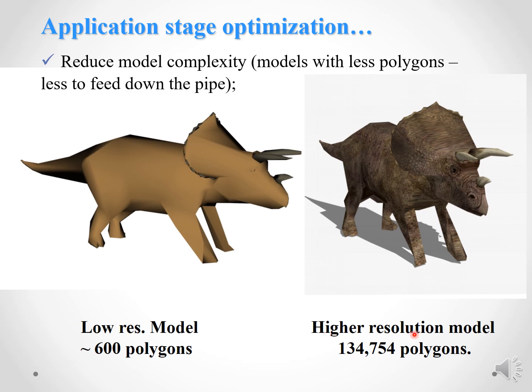while the higher resolution model uses around 134,754 polygons. That's why it looks more realistic. But in order to optimize this application stage, it is suggested to use fewer polygons, so that it requires less data and does not burden this application stage that much.